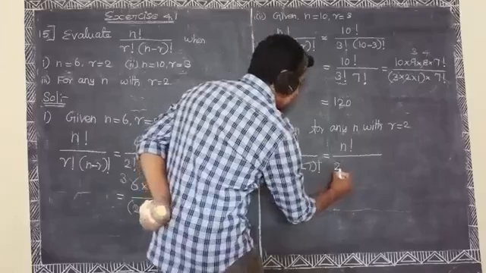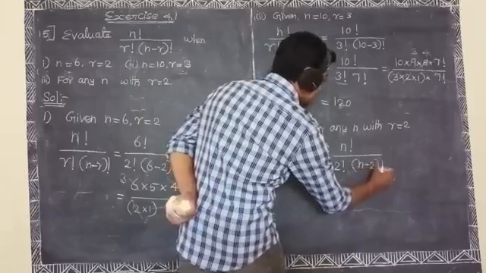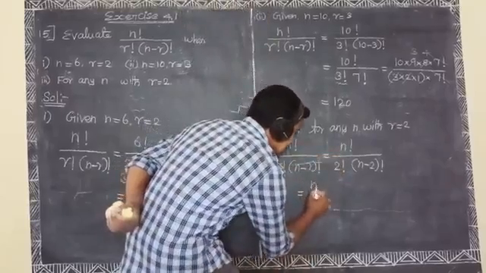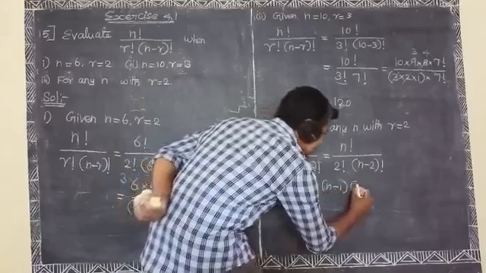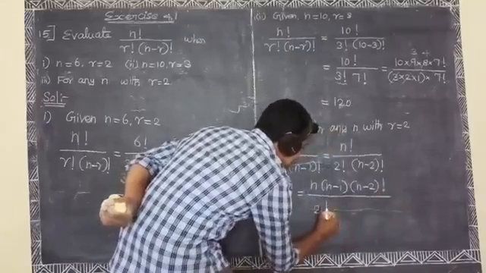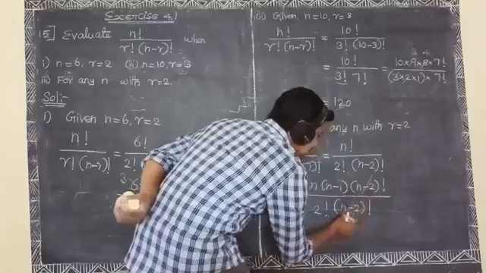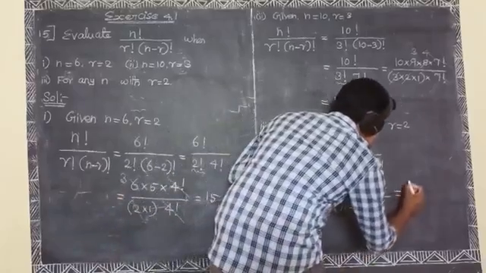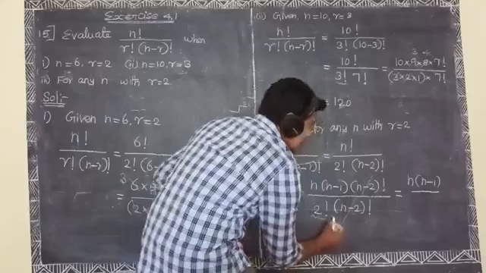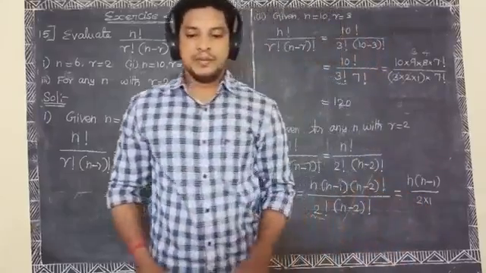R factorial is 2 factorial. Here n minus r means n minus 2 factorial. Okay, then the numerator we can rewrite to n into n minus 1 into n minus 2 factorial divided by the denominator 2 factorial into n minus 2 factorial. N minus 2 factorial are cancelled. The numerator is n into n minus 1 divided by 2 factorial is 2 into 1. Okay, 2 into 1 is equal to 2.